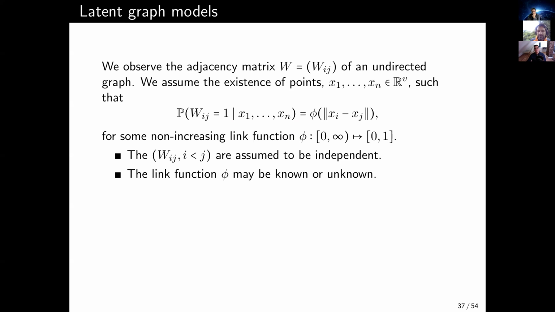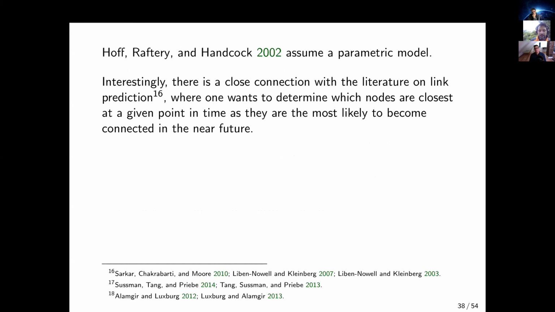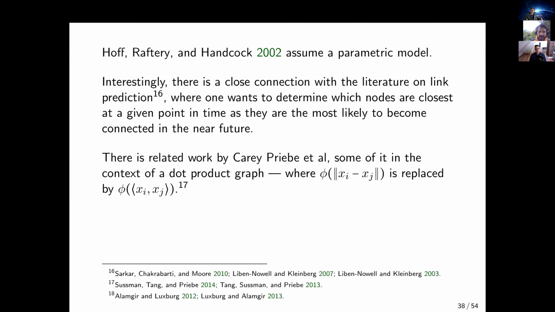And we can deal with the case where the link function phi is known or unknown. The goal is to estimate the pairwise distances. We know that once we have the pairwise distances, then we can use classical scaling to embed the points. So our goal can be defined as being this. There's some literature on the topic, including perhaps the most relevant paper, this link prediction paper, which almost by coincidence we found. But actually, it's very closely related. There have also been some studies on this problem, including on so-called dot product random graphs, which are based on inner products as opposed to distances.